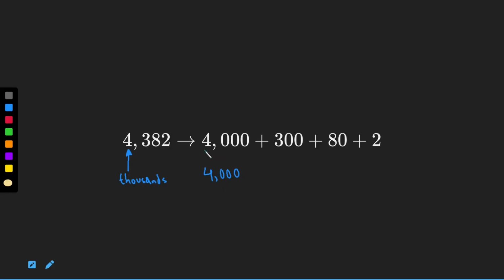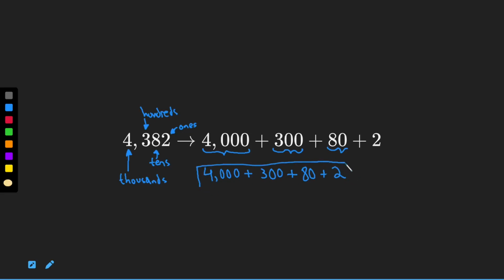4,000 as we did here, and then we'd add a plus symbol and move on to the next digit. In this case, we had the 3 in the hundreds place. So we know we had 3 hundreds, so we write 300 as we did here. Then we add a plus symbol, move on to the next digit, the 8, which is in the tens place. So we know we have 8 tens, so we write 80 as we did here. And finally, we have the 2 in the ones place. So we simply write the number 2. And this is the expanded form of our number 4,382.